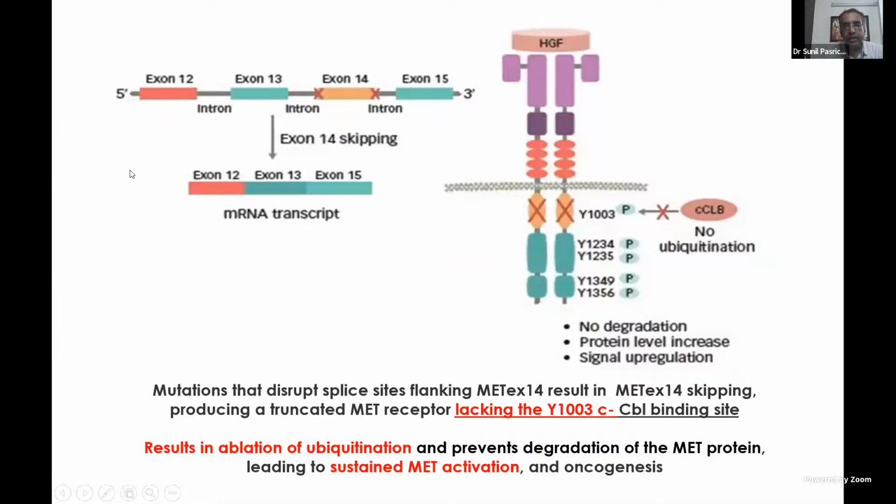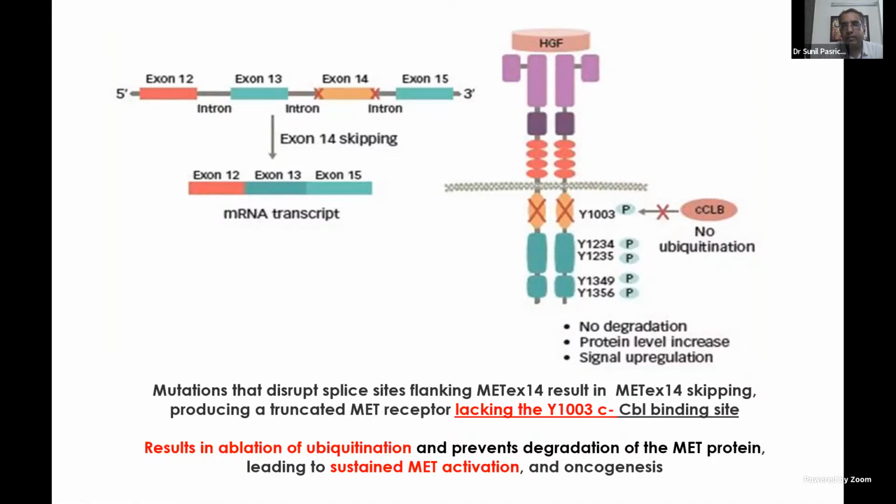So what happens is that mutations that disrupt the splice site flanking the MET exon 14 result in MET exon skipping. Ultimately, in the messenger RNA transcript, we can see that exon 14 is skipped, so it is eliminated. Now exon 14 encodes a very important juxtamembrane domain, that is Y1003, which is a binding site for the CCLB, which is required for ubiquitination by a proteasome degradation pathway.